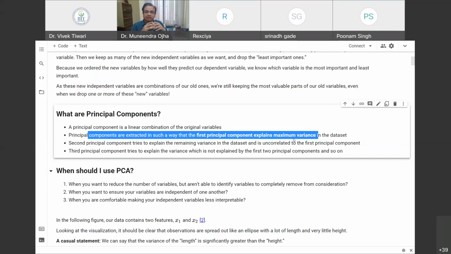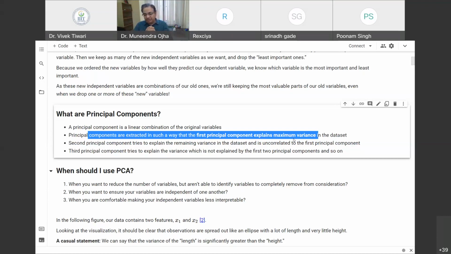Suppose we could visualize a four-dimensional space, then the fourth principal component would be perpendicular to all these three in four-dimensional space. I am not an expert in identifying what a four-dimensional space would look like, but if you have the imagination, you can imagine it.